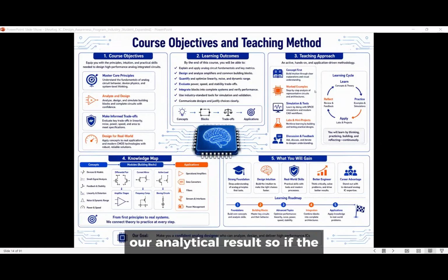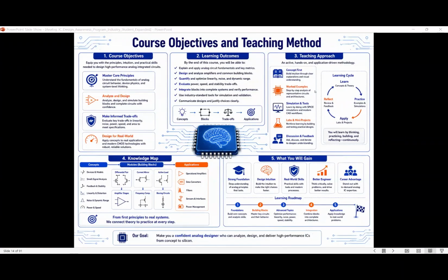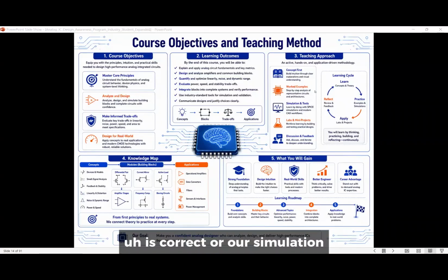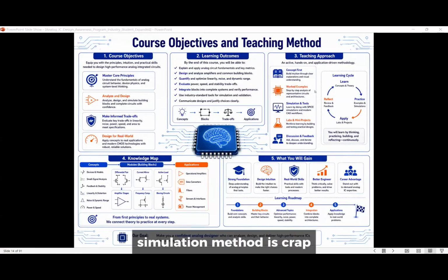If we cannot observe a reasonable result in our simulation, we have to think about whether our hand calculation is correct, or our simulation method is correct. So through this interactive study, we can gain both the ability for analysis and for transistor level simulation.